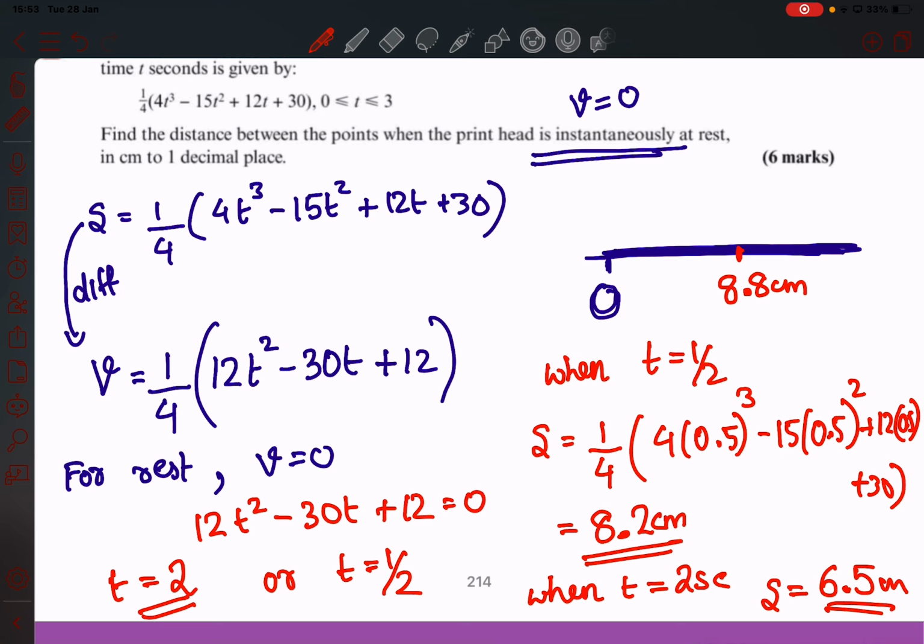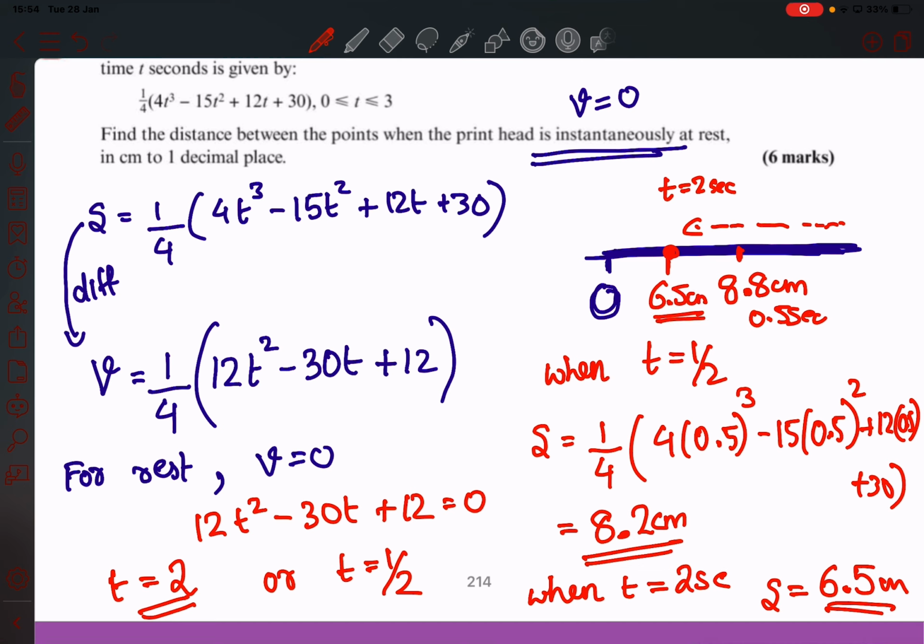No, because the printer head moves back and forth. So initially it was moving that way. We didn't know what happened between 2 and half a second. It might have gone to the very edge, and when it is 2 seconds, now it is coming back. Maybe at 1 second it has reached that end, and for the others it is returning back. So this is the return journey. On its return journey, when t is equal to 2 seconds, it has reached the point which is 6.5 centimeters away from the side that we are measuring.